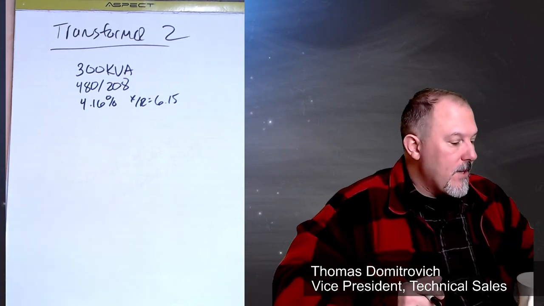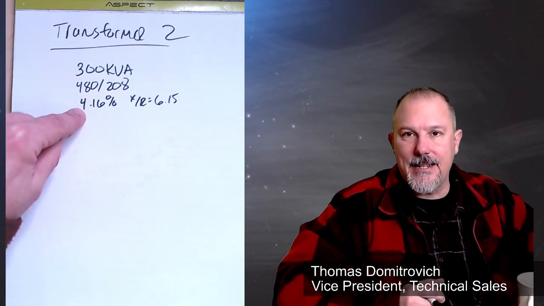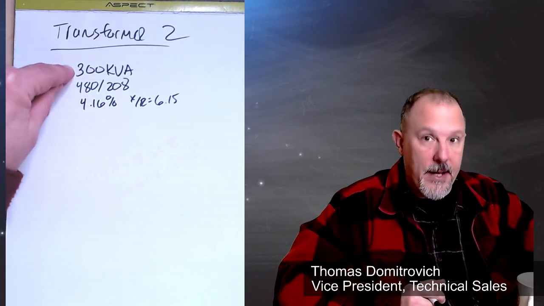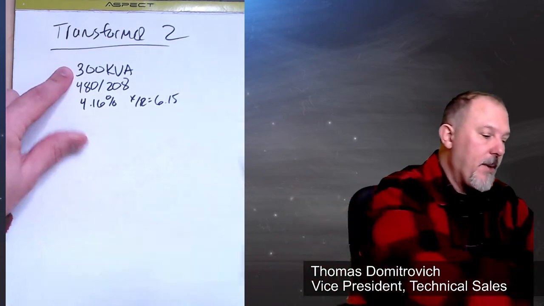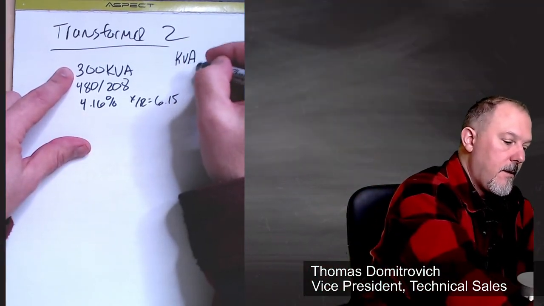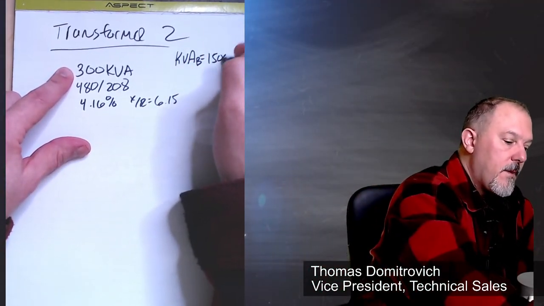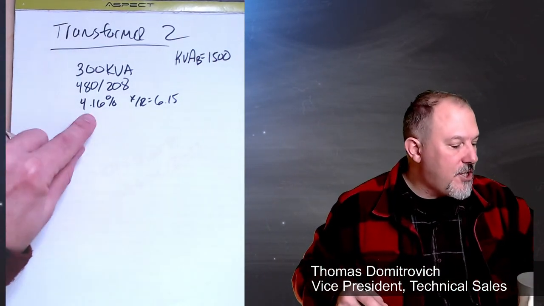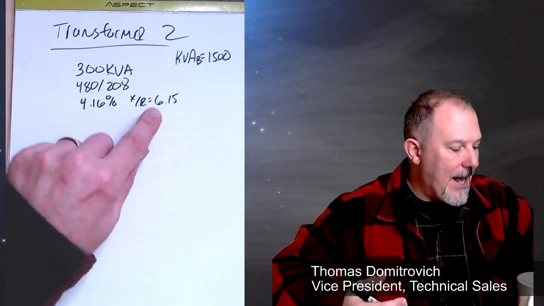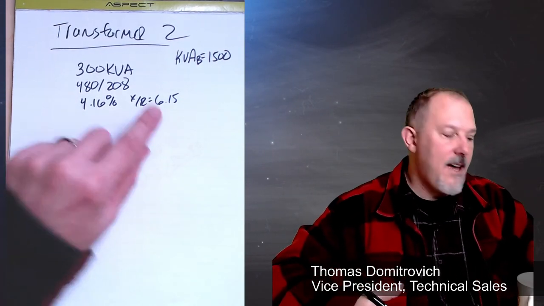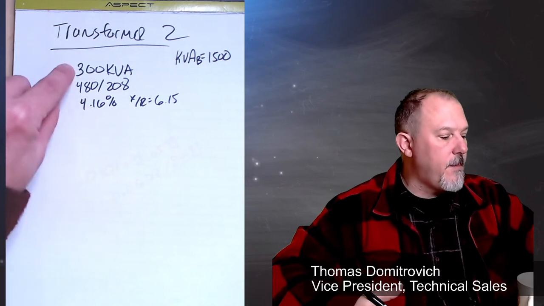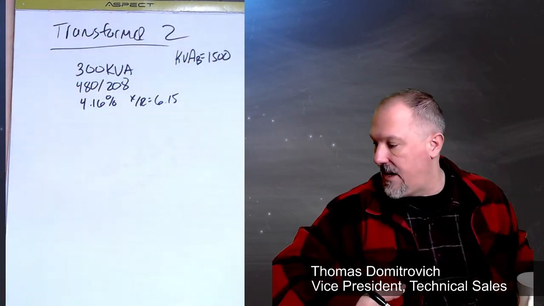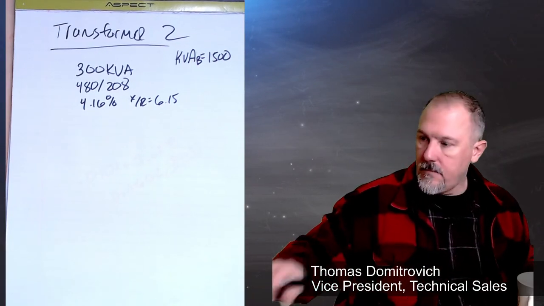With this one, that 4.16% impedance is based on a 300 kVA base. What's our base? It's 1500. So I can't just put 4.16% at the angle. I have to convert this 4.16 from a 300 kVA base to a 1500 kVA base. How do I do that?